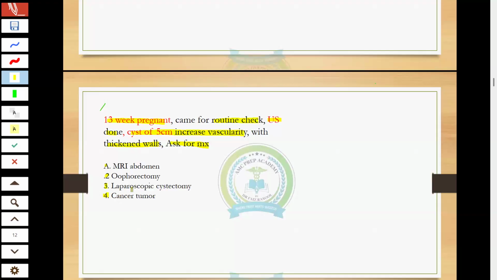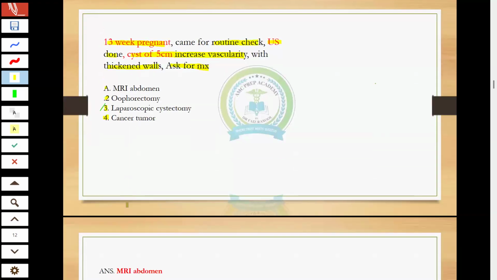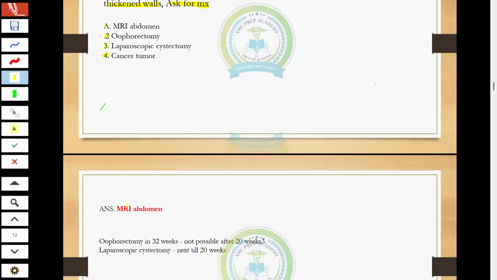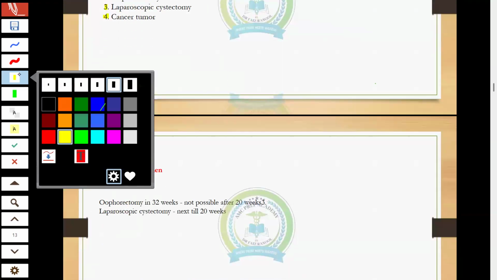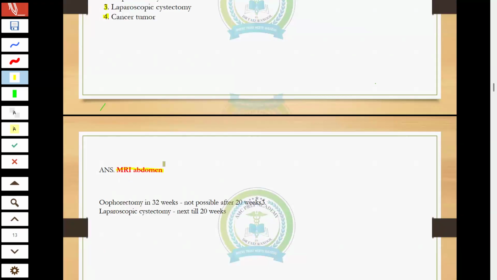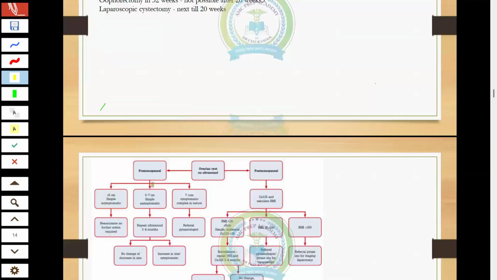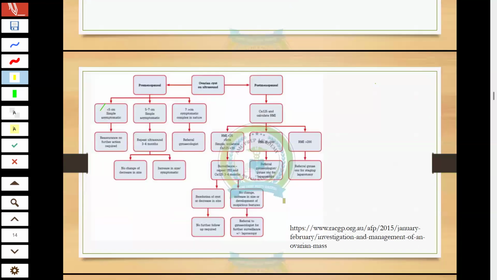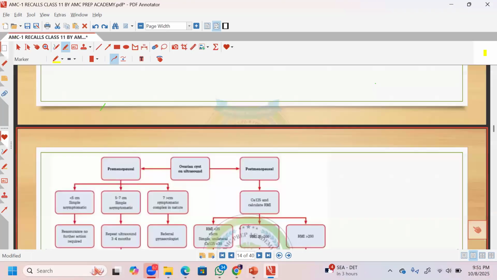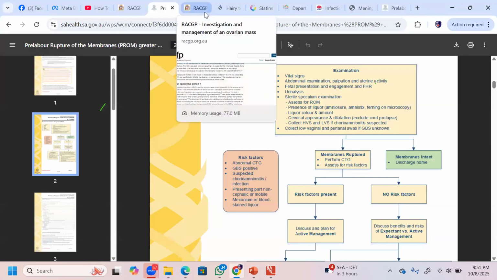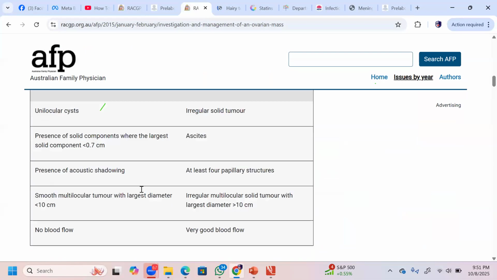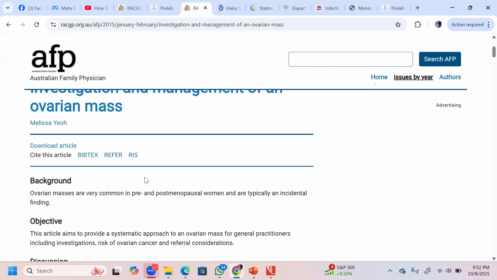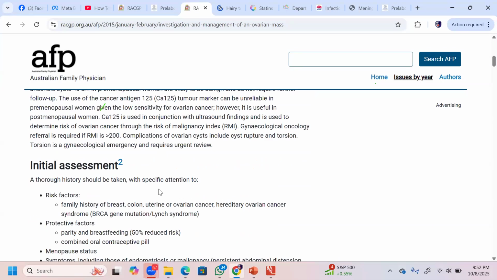Okay, so the majority with C and a few with A, right? Okay. So the answer is MRI of the abdomen. So we will go with the RCOG guideline. So investigation and management of ovarian masses.